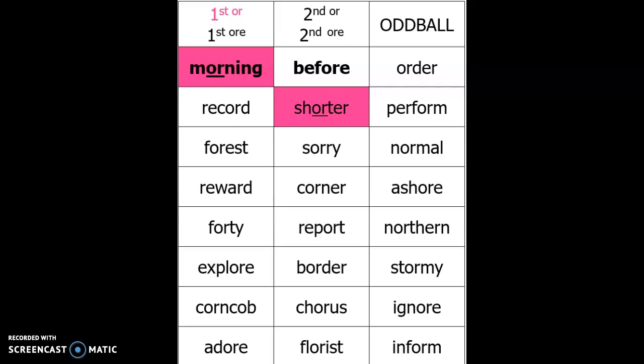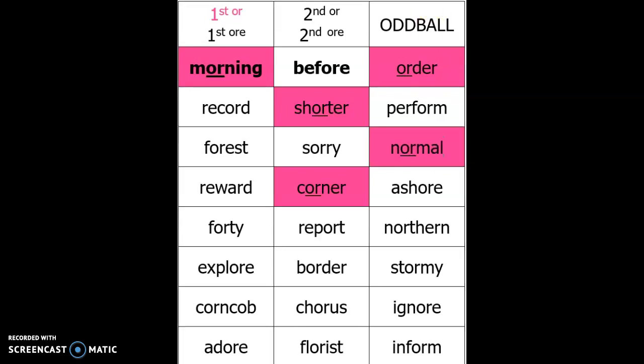The next word we're going to look for is order. Put these words in order. First syllable, O-R spelling. The next word we can look for is the word corner. Please walk around the corner. O-R, first syllable, corner. The next word we can look for is the word normal. It is normal to be hot during the summer. Normal. So the O-R pattern in the first syllable.